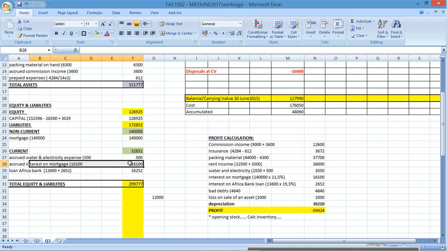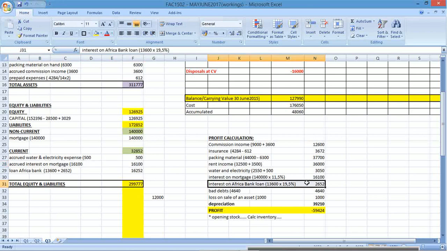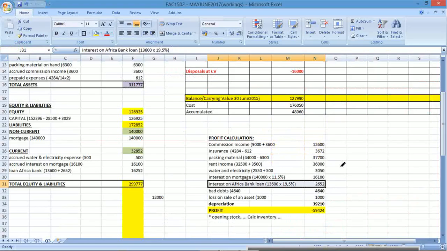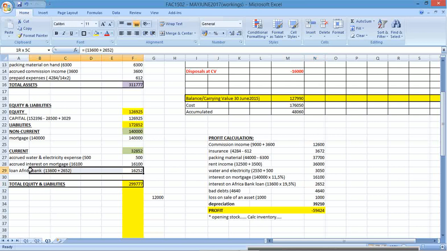Next. The loan from Africa Bank is unsecured. 19.5%. That's 19.5% on the loan. The loan balance was 13,600. That's fine. Then I times it by 19,000. That's fine. Gives you this amount there. Is that the right amount? Times 19.5. Yes. Okay, so that goes as an accrual, which was capitalized. So I added to the value of the loan. That's also fine.